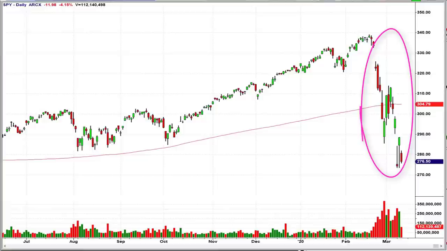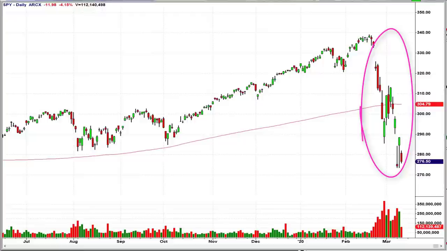Why? Because of the market volatility. Check out the daily chart here of the SPY. One day right now is the equivalent of about 2 weeks a couple months ago, right? Notice, a couple weeks ago, a month ago, the bars were this big. Now they're this big. They're this big. One day now is the equivalent of a week or two. That's volatility you're not ready for if you're a new trader.